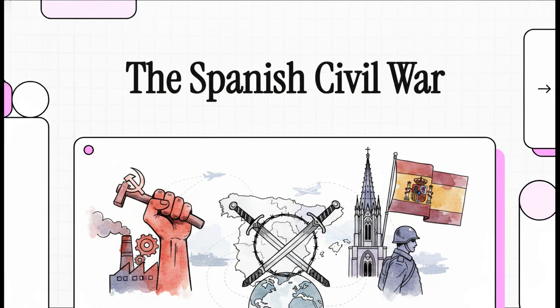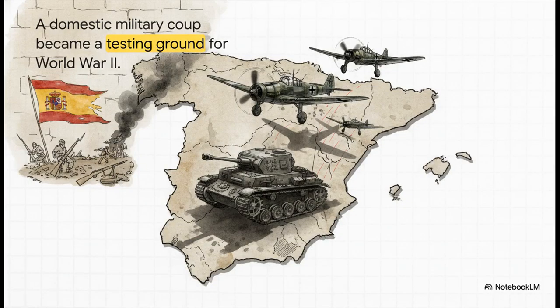Welcome to this explainer. Today, we're jumping right into one of the most deeply complex and honestly most consequential conflicts of the 20th century, the Spanish Civil War. We're going to stick strictly to the facts here, untangling the chronological scope, the opposing factions, and the intense international proxy war that completely defined this era. Okay, let's dive right into this.